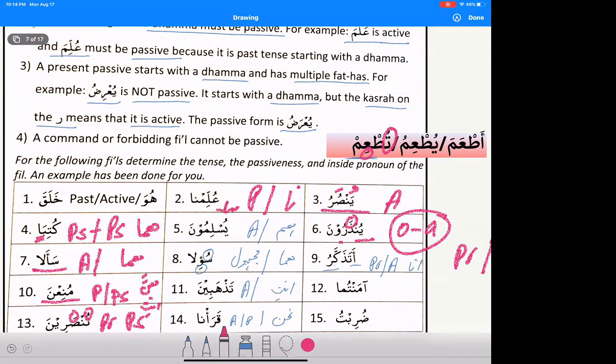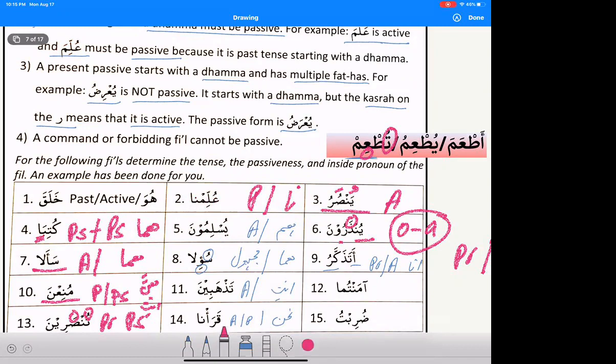The past tense would be Salima, salama, salamu, something like that. That would be the one. Salamu or salimu.